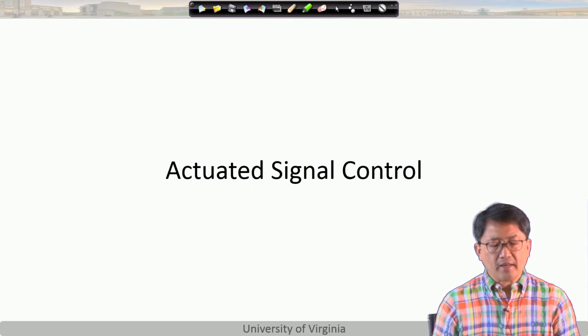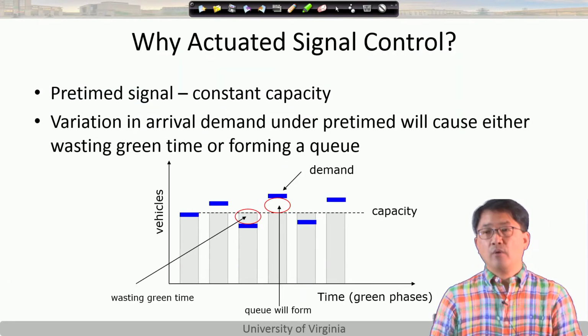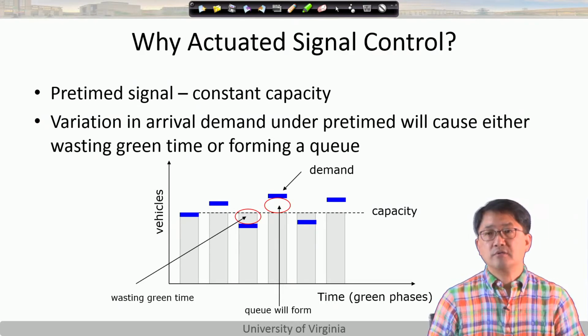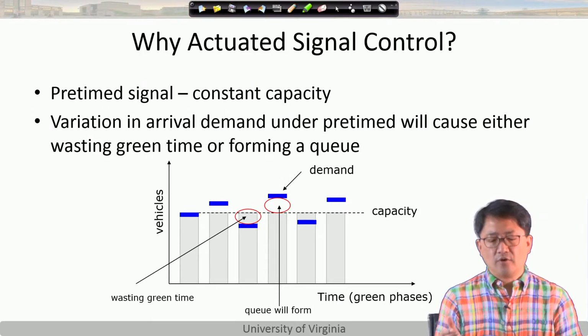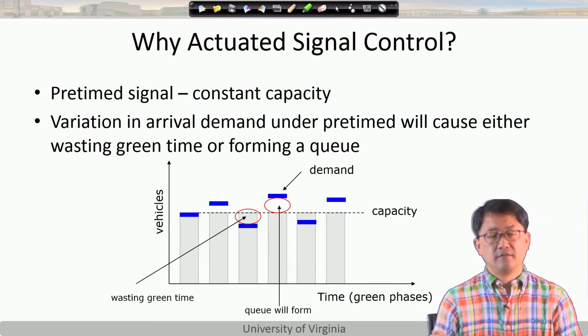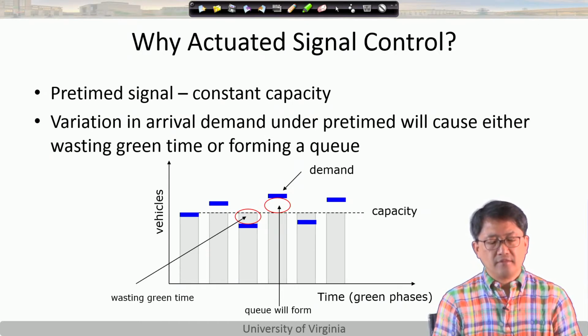So I'm going to talk about actuated signals a little bit. The basic concept is that when you have pre-timed, your so-called capacity, which is based on the duration of green time and cycle length, is fixed over multiple cycles. And in reality, vehicle arrivals are often the same as the capacity, or higher or lower.